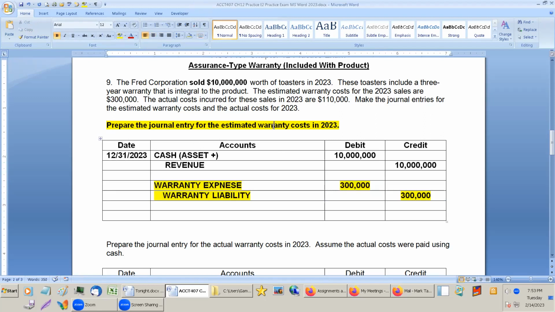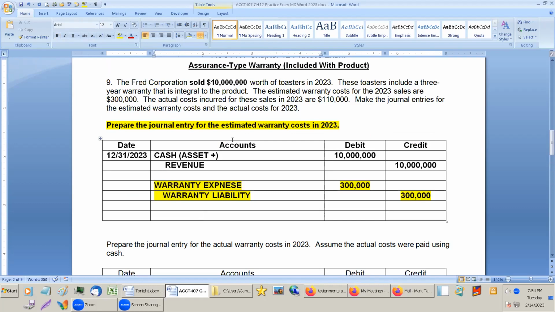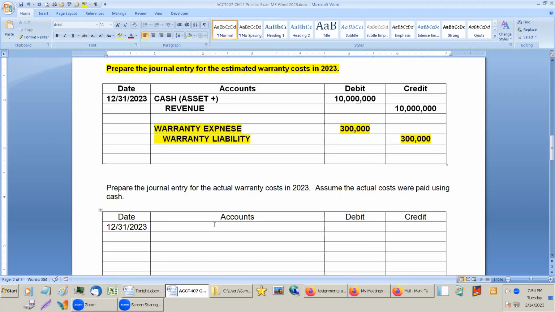So the estimated warranty costs are this. Now the actual ones down here are, what is it, 110? Yeah. So down here, these are going to be negative. Well, it'll look like this, warranty liability.